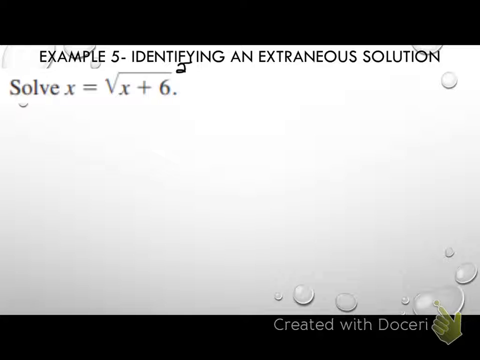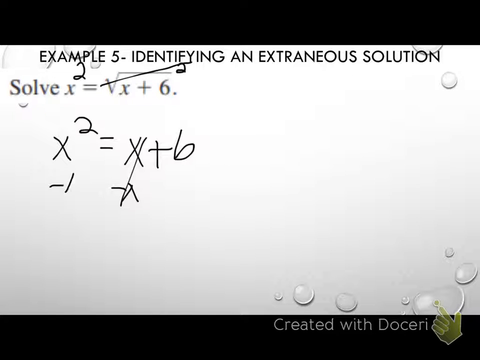Square it to get rid of the radical. Whatever I do to one side, I got to do to the other. So I get x squared equals what's left on the right-hand side? x plus 6, right? I'm solving this equation. Do we remember how to solve a quadratic that looks like this? Subtract x, I agree with that. Can I combine x squared and negative x? No. So I just leave it as x squared minus x equals 6.